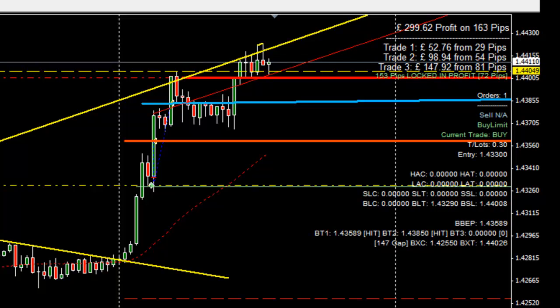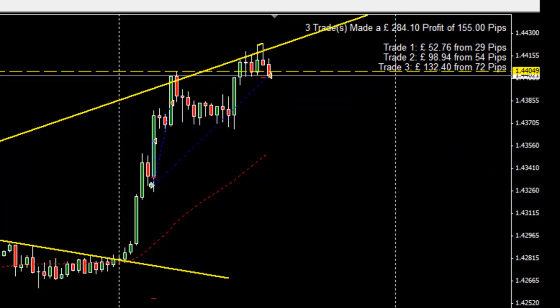So if it moves sideways, it's taking me out. I'm quite happy with the amount of pips I've locked in on this one trade, bearing in mind this is not the only trade that I'm looking at and running at the moment. I tend to trade several positions at a time, and there we go, we are taken out.